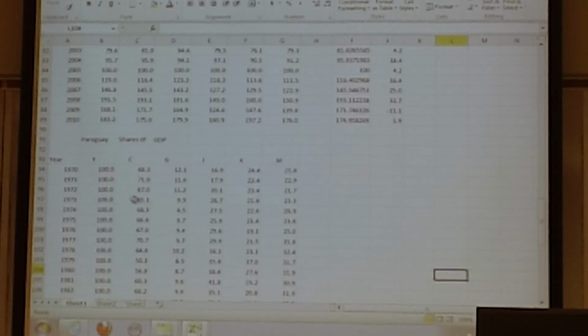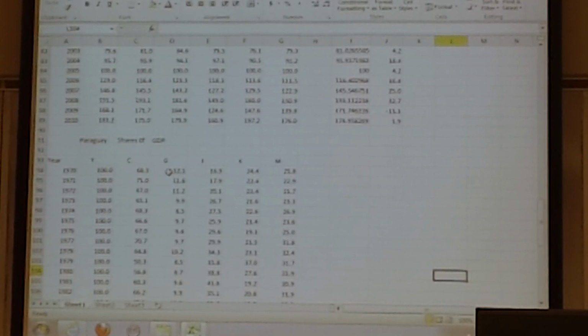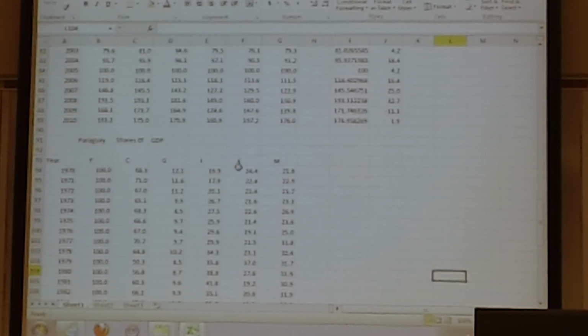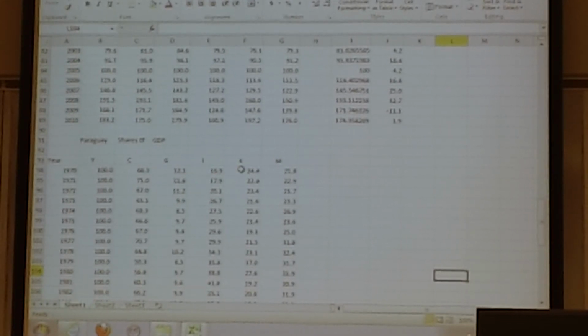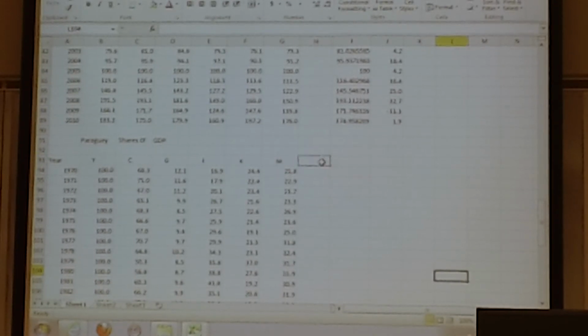In 1970, households consumed about 68.3% of GDP. The government about 12%. Investment was about 17%. Exports were 24.4%. And imports were even less. You might also include over here exports minus imports.